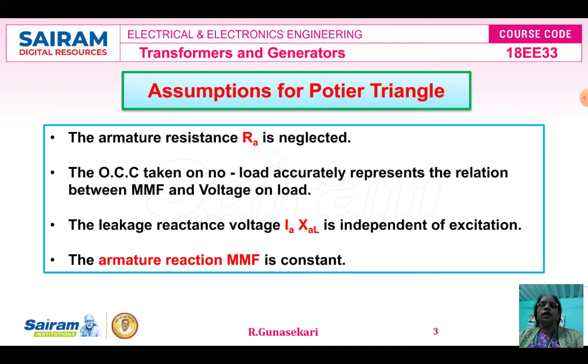What are the assumptions made for the Potier triangle method? The first one is that the armature resistance per phase, RA, is neglected. The second one is that the open circuit characteristics are taken at no load accurately, which represents the relationship between the MMF and voltage on the load. The third one is that the leakage reactance voltage per phase, denoted by IAXAL, is independent of the field excitation. The fourth one is that the armature reaction MMF, denoted by FA, is constant.